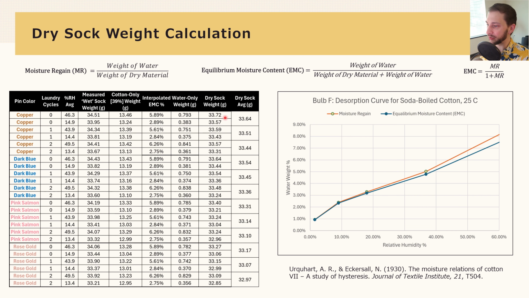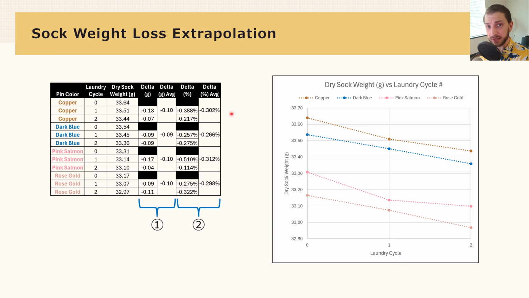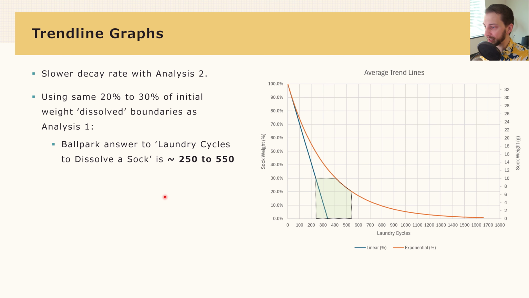Then I've averaged the two data points, one at the high relative humidity percentage and one at the low relative humidity percentage. This follows what we did in analysis part 1, just now with this new set of data. You'll notice that in part 1, this was about negative 0.12 average, and in this analysis, it is about negative 0.10. So it's a little bit slower of a decrease. Because it's a slower decrease, it takes more laundry cycles to get to the same amount of decay.